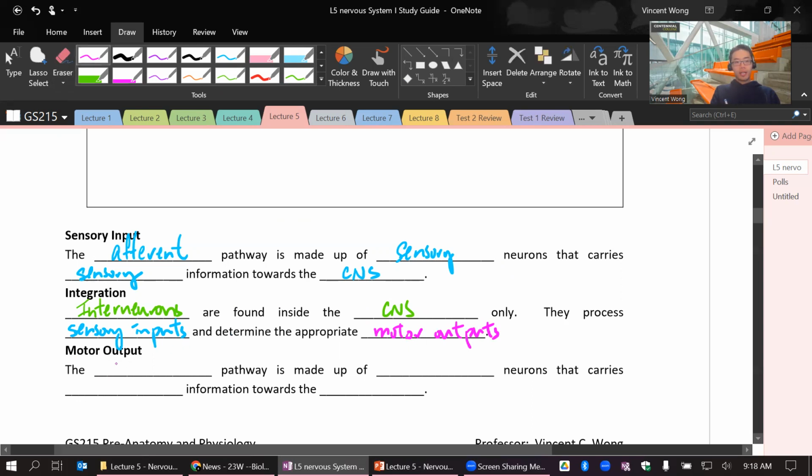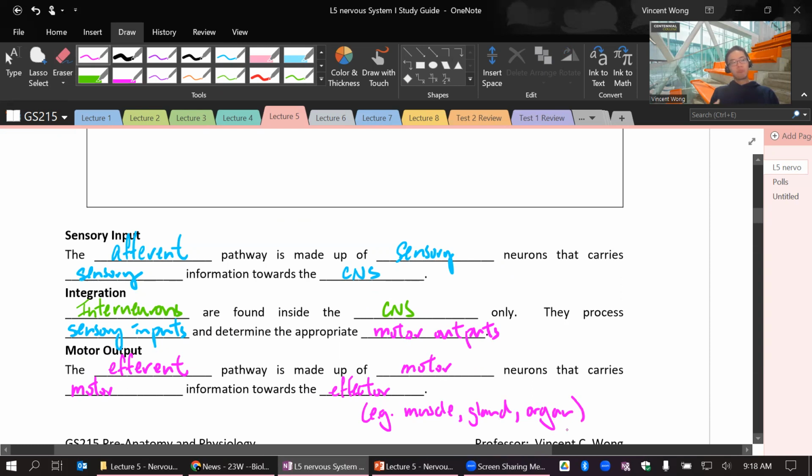And then for the motor output, we have the efferent. Some people pronounce it differently as well. Same thing. So the efferent pathway is made up of motor neurons that carry motor information towards the effector. And just to reiterate, an effector can be a muscle, could be a gland, could be an organ. It's just whatever is carrying out the response. All right. That's that.